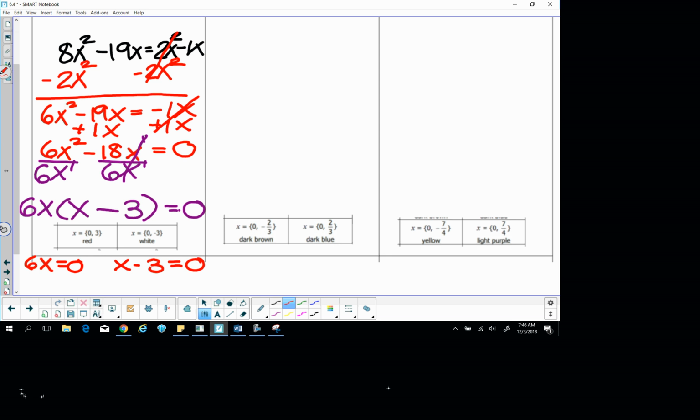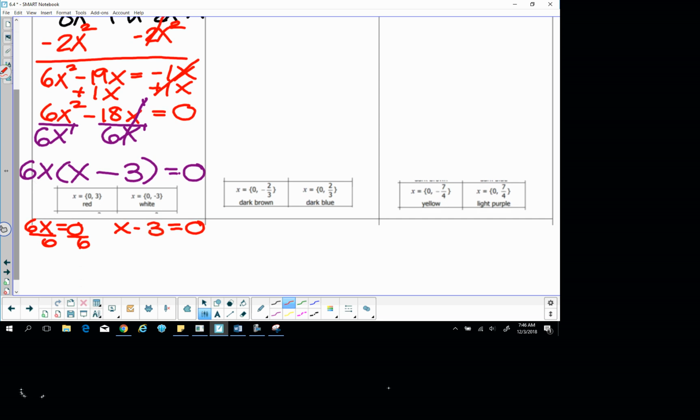How do I get x by itself right here? Not subtract. Divide, right? And so when I divide, 0 divided by anything equals what number? 0. So I know one of my x-intercepts is (0, 0). Or what's that called? What's the vocabulary word? Origin. Good. To get 3 to the other side, what do I do? Add 3. And you end up getting x equals 3. So your x-intercept would be (3, 0).